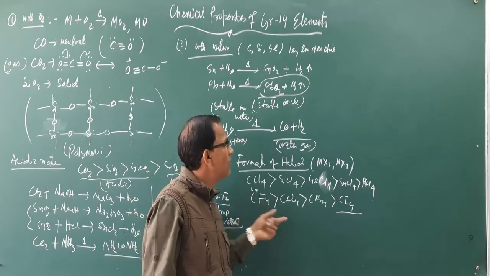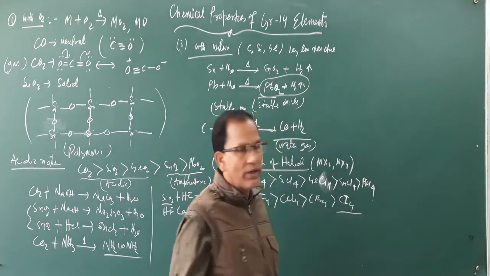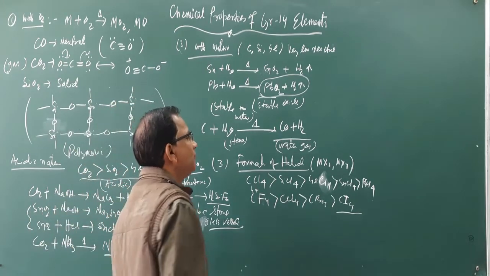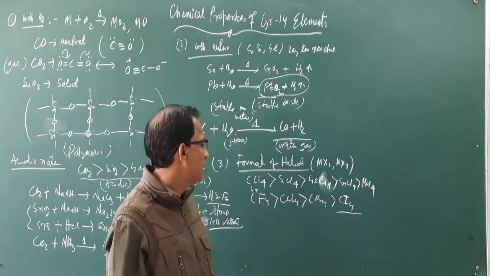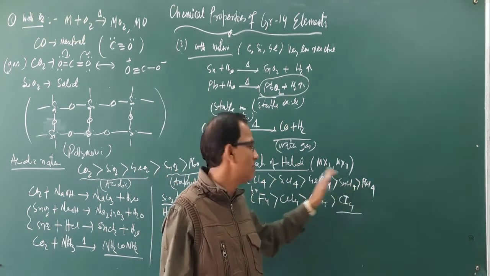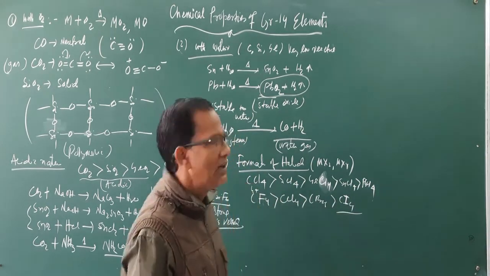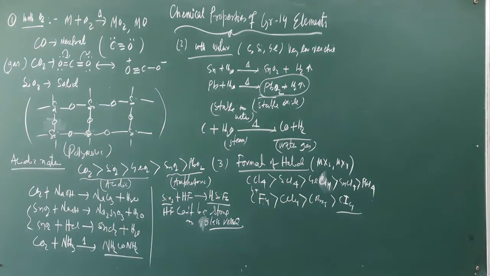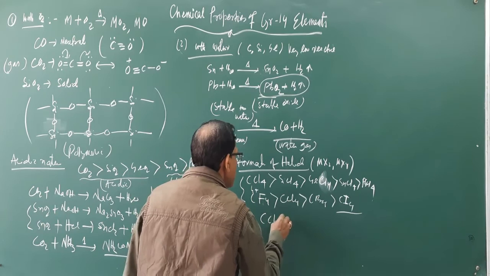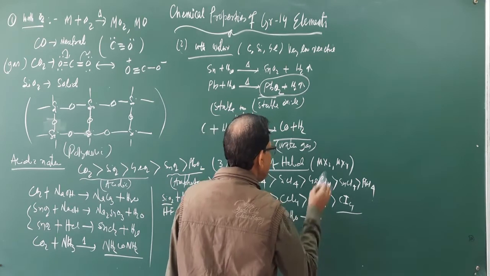So it is possible. But taking iodine, the formation is not possible. This CI4 is not possible. That's why it is very unstable. So by increasing the size, the stability decreases, and with heavier halogens the stability also decreases. So this is regarding that.